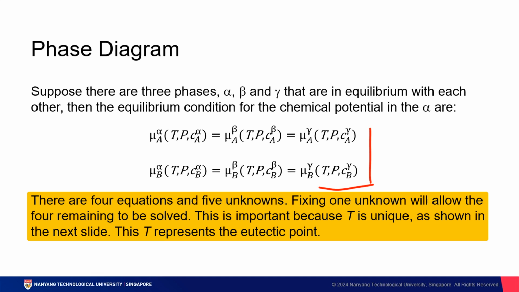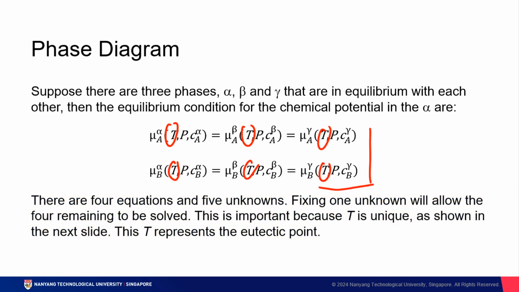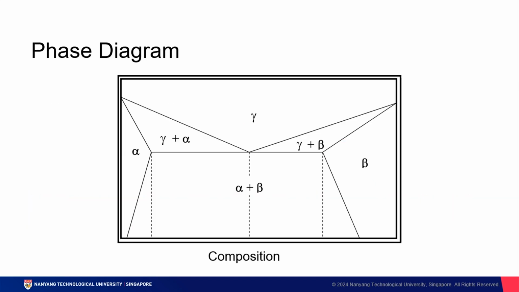And this is rather important because temperature is unique, which we will show you in the next slide. The temperature here, which is common for all 3 phases, is something known as the eutectic point. So going back to our phase diagram, this is the eutectic point. The eutectic point is, of course, the point whereby all 3 phases can exist in equilibrium. Notice too that there are 2 other points here and here, which also represent an equilibrium point, whereby mixtures of phases can exist in equilibrium.